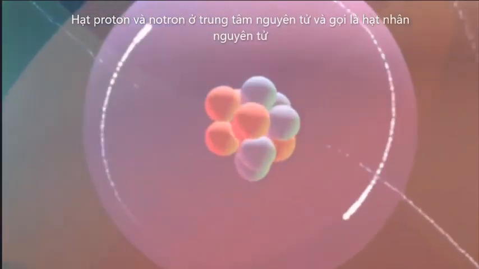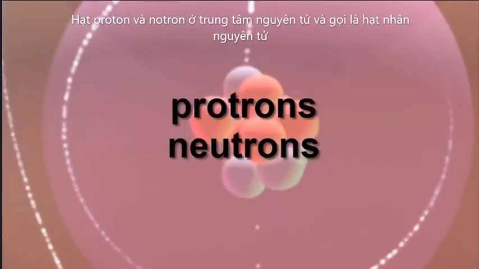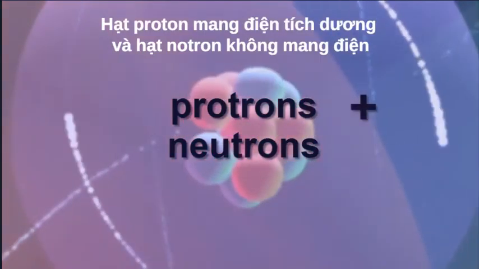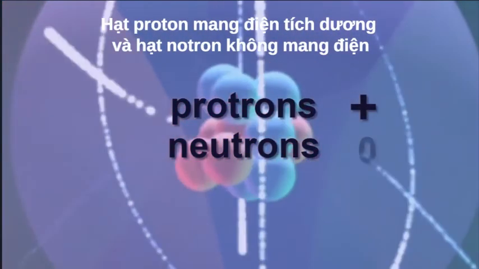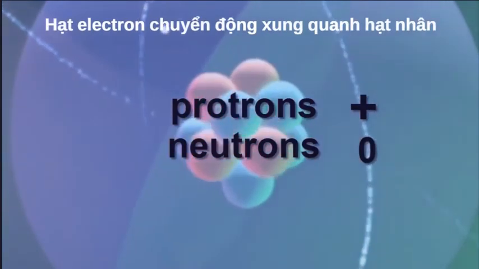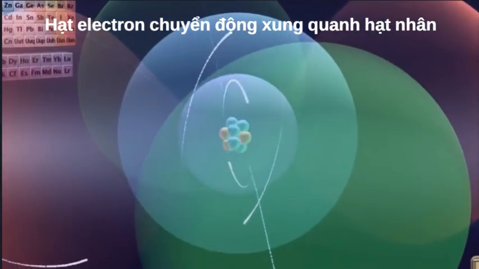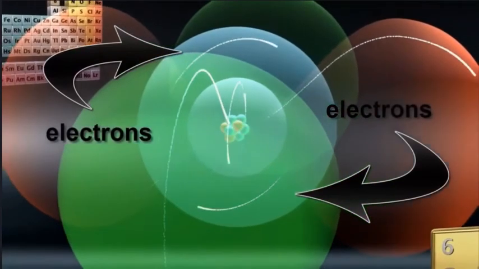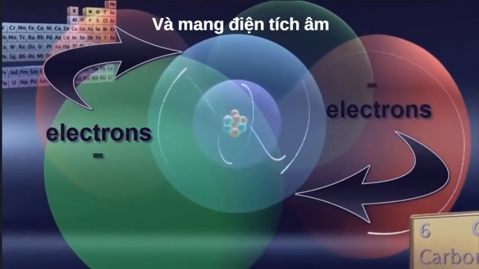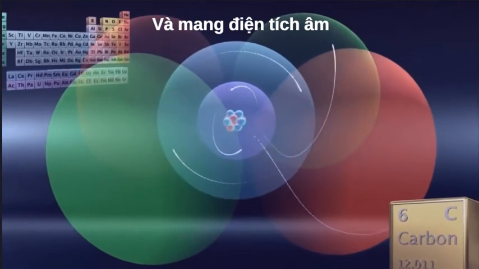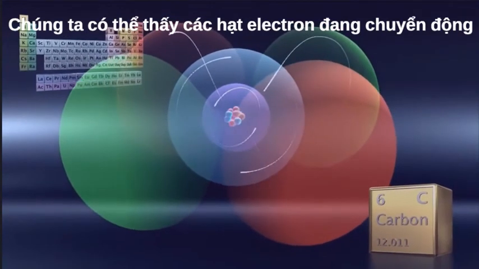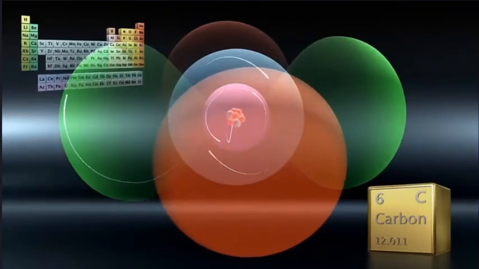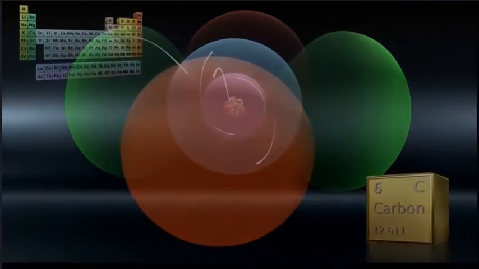We know that the heavy protons and neutrons live in the atom's center, called the nucleus. The proton carries a positive electric charge, and the neutron is neutral. The light electrons whiz around the outside of the nucleus and trace out the shape of a fuzzy ball. They carry a negative electric charge. We can show the electrons moving, but it will be easier to keep them still in this video. We can still learn important things about atoms by simplifying the real picture.